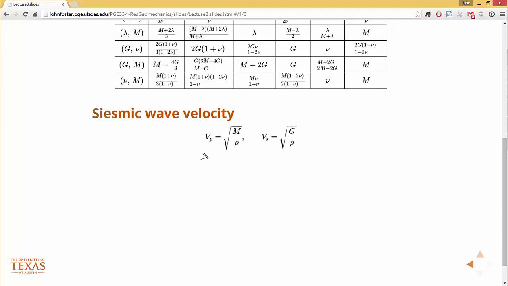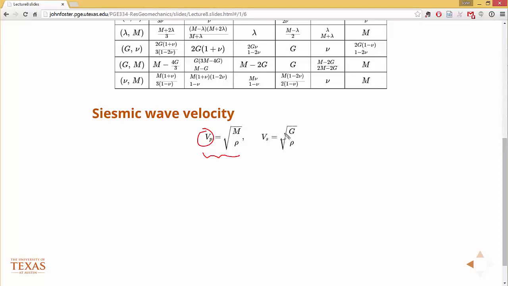So we can show that the longitudinal velocity, the seismic velocity, is the square root of M over rho, where rho is the density of the rock, and the shear wave velocity is the square root of G over rho. Right. So from this, we can go out, propagate some waves, measure the shear wave velocity, and measure the density. That gives us the shear modulus, okay?